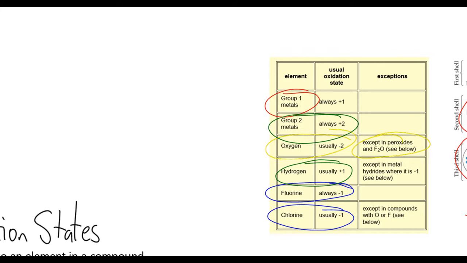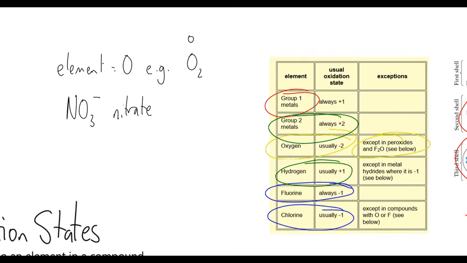It's important to point out that the oxidation state of an element is 0. So for example, in oxygen O2 the oxidation state is 0. Also for simple ions, so this is the nitrate ion, the sum of the oxidation states needs to add up to the charge on the ion. So the charge on this ion is -1, so the oxidation states must add up to -1.